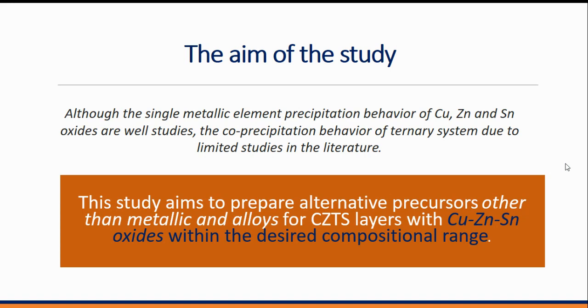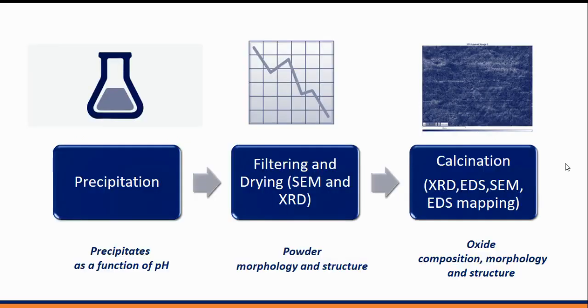As you know, there are many studies on the individual single elements, but there are not many studies on the ternary compounds. For that reason, we started our study with precipitation at different pH values. We filter and dry the samples and look at their SEM and XRD, then calcinate them, and after calcination we obtain the full oxide material, and we investigated it as well.